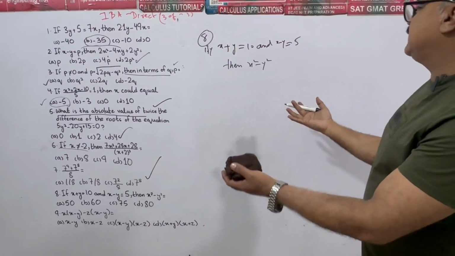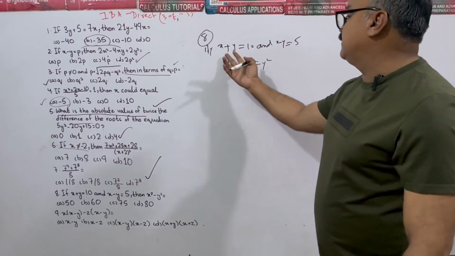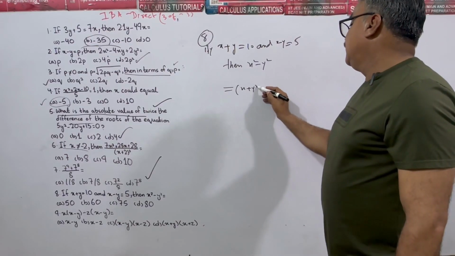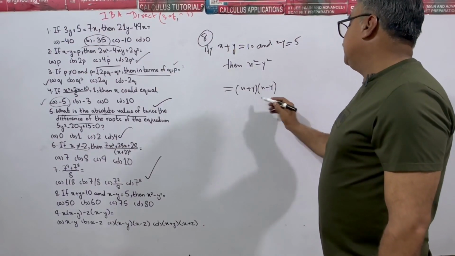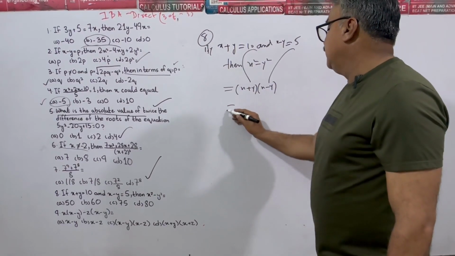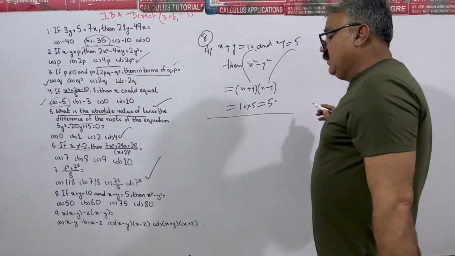Look, he is presenting you a cake, a walk in the park. Everything is given to you: x plus y, x minus y. Factorize: x square minus y square is equal to (x plus y) times (x minus y). Just plug in the values. x plus y is equal to 10, x minus y is equal to 5. 10 times 5, 50 is our answer.